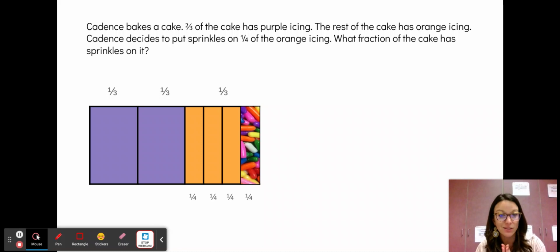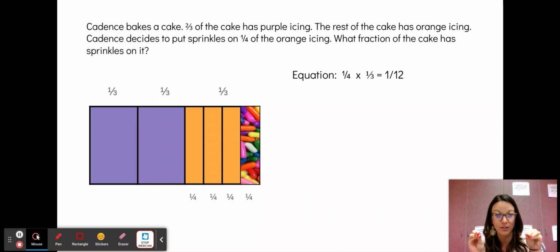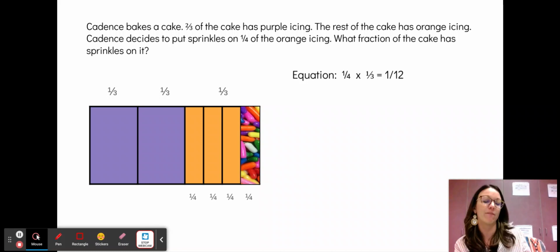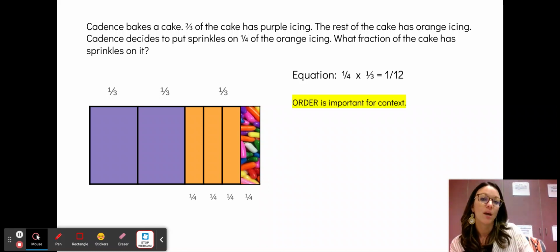Now students can see that we are using the equation a fourth of a third, and so they come up with a twelfth. This tape diagram doesn't do a great job of visually explaining why that 12 is there, unless they break every third, and they know automatically to break every third into four equal pieces. And we'll talk about that later.